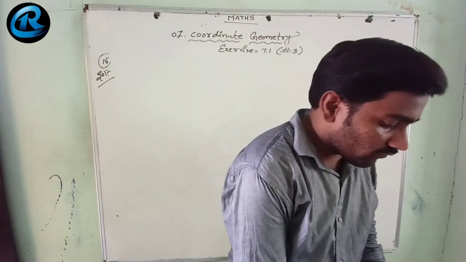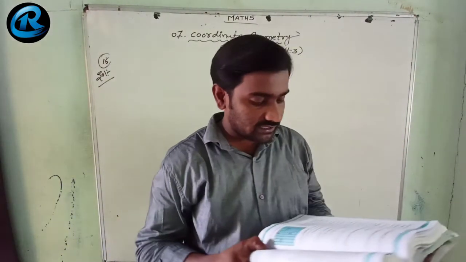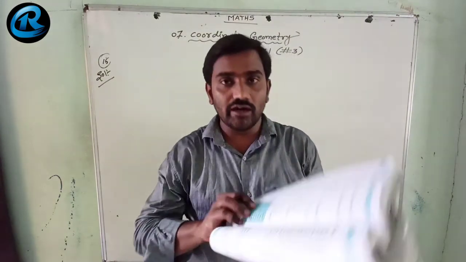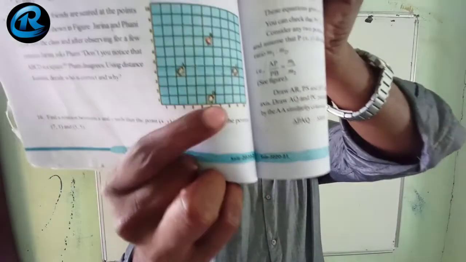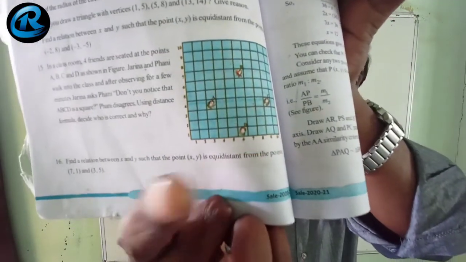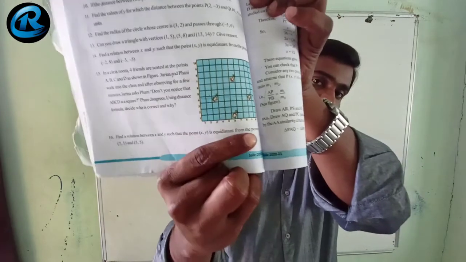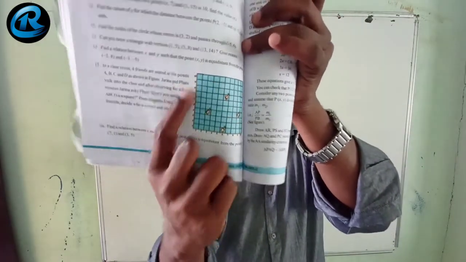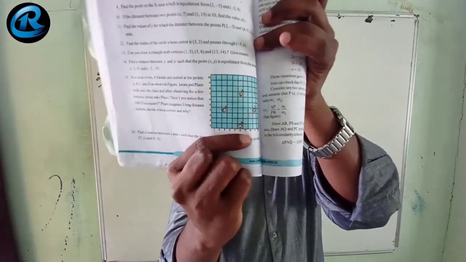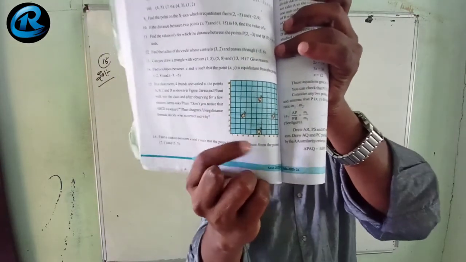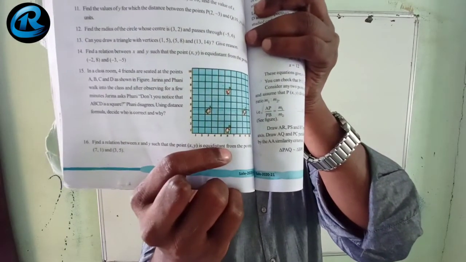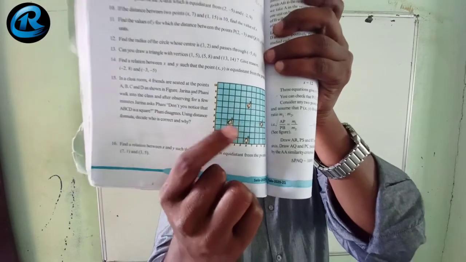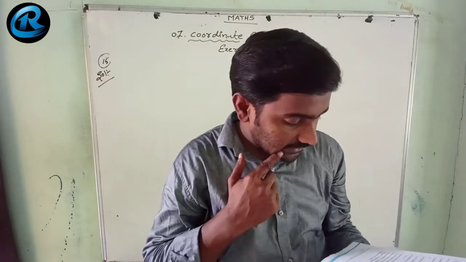In a classroom, 4 friends are seated at the points A, B, C, D as shown in the figure. Here the figure can be seen in your textbook, children. In this figure you can see the x axis and y axis, and every point you can see. That means there will be numbers on the horizontal line and vertical line, no? Based on those numbers we can say the position of the points A, B, C, D. So mind it.